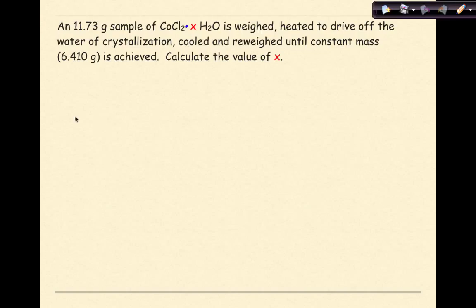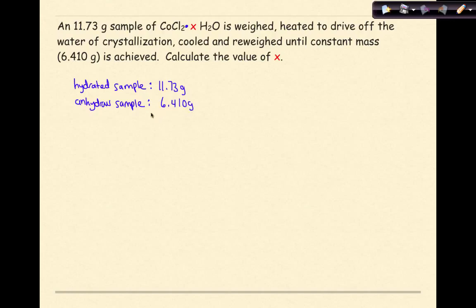So we have 2 pieces of information here. We have our hydrated sample mass, which is 11.73 grams of cobalt(II) chloride with some number of water molecules associated with it. And then we have basically an anhydrous sample. And that is the mass of the sample when all the water has been driven off and all that remains is cobalt(II) chloride.